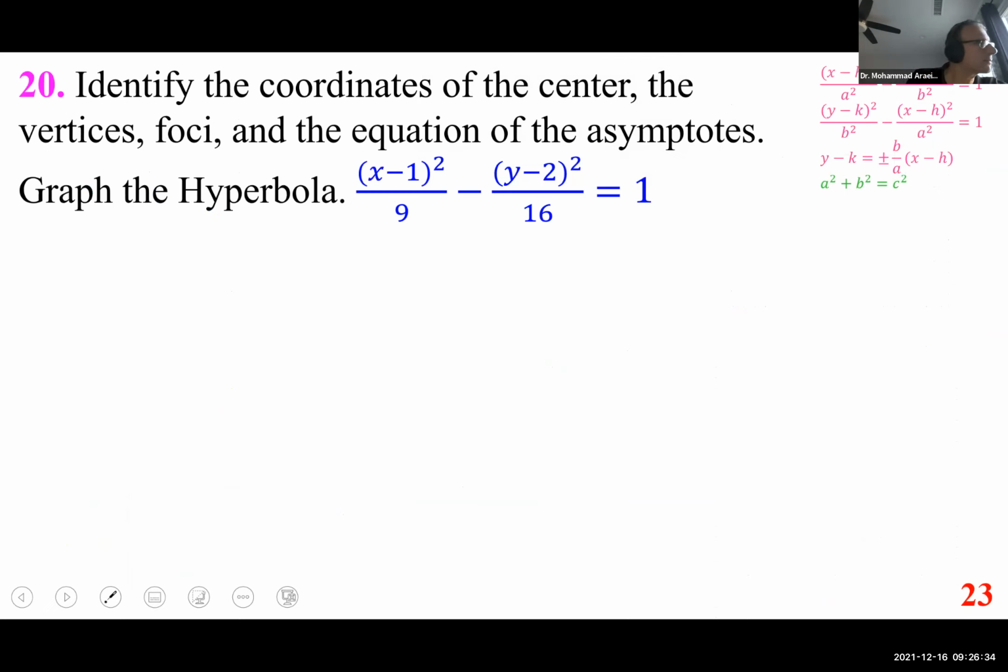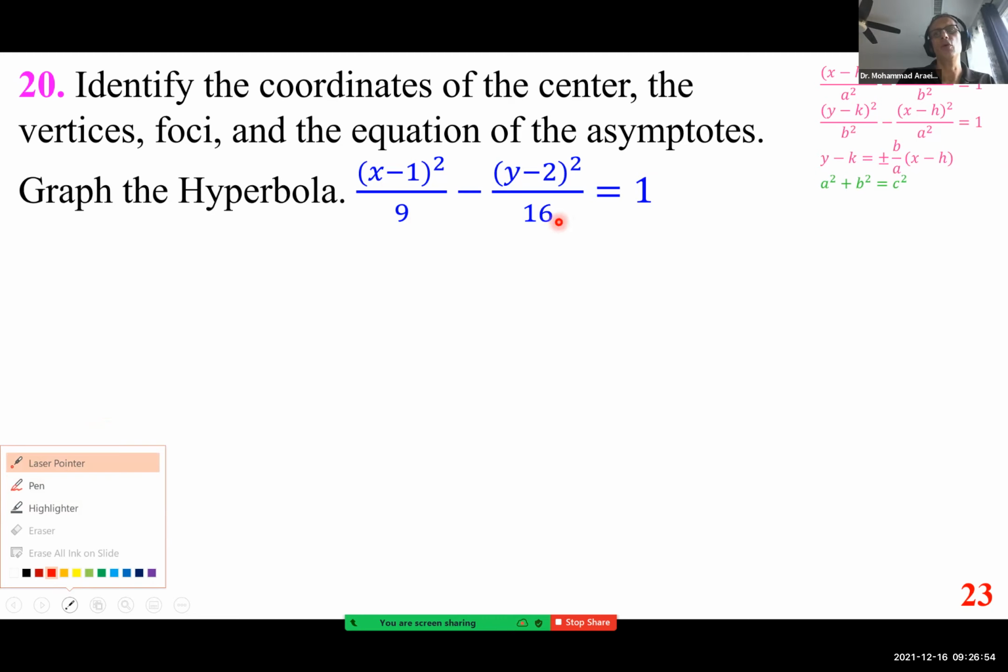Could you please read this? Identify the coordinates of the center, the vertices, the foci, and the equation of the asymptotes. Graph the hyperbola. Perfect. So we are looking at the hyperbola, which has a different center now.